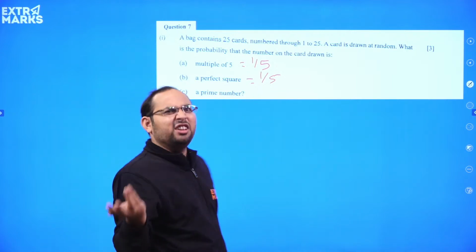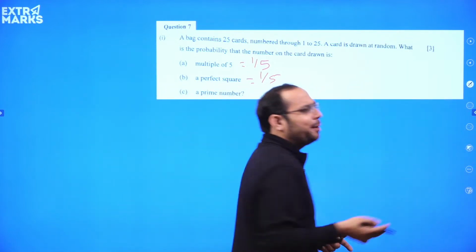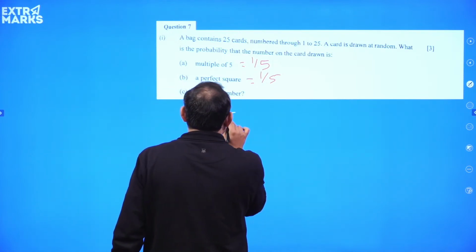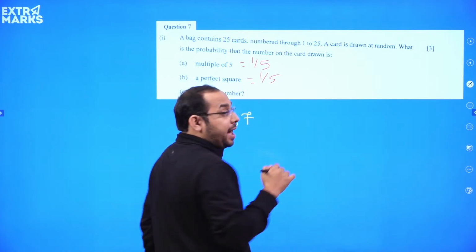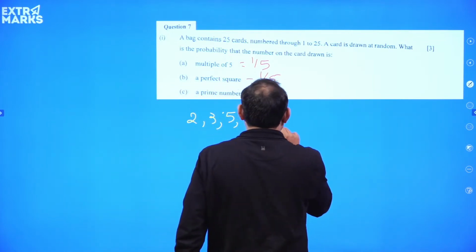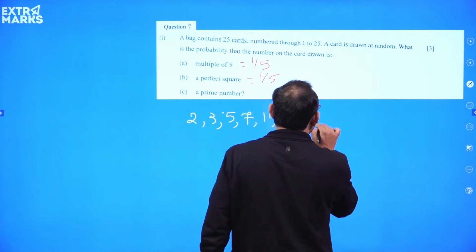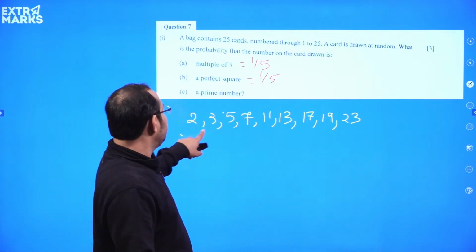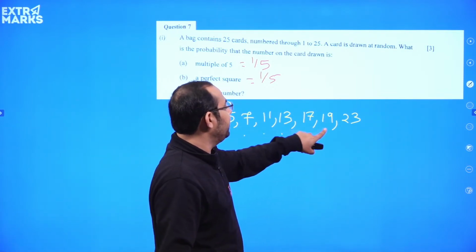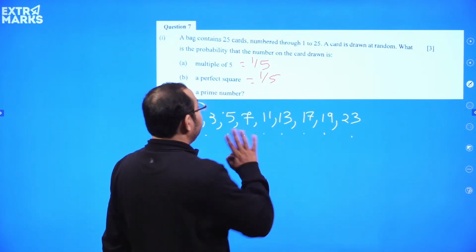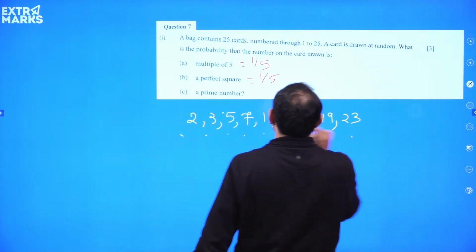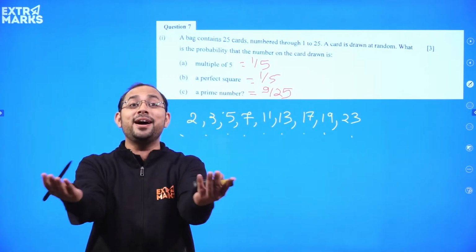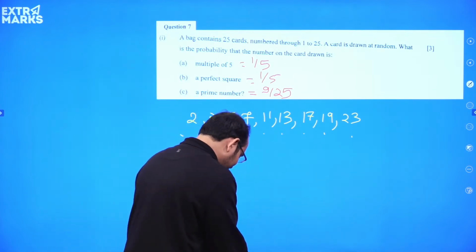Last one, prime numbers. Now this, let's just count the prime numbers. How many prime numbers are falling here? So 2, 3, 5, 7, 9, no, 11, 13, 15, no, 17, 19, 23, that's it. Okay. So 1, 2, 3, 4, 5, 6, 7, 8, 9. There are 9 prime numbers between 1 to 25. So my answer will be 9 by 25. And my job is done. I've got 3 marks. Come on. Such a simple question for 3 marks.